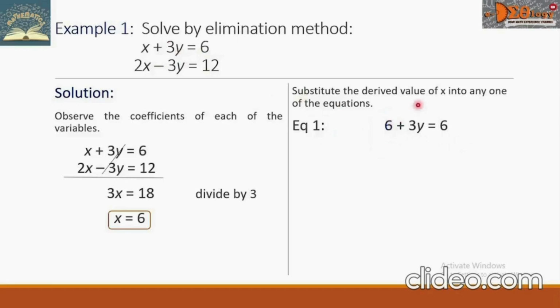This 6 here we transpose to the right. It becomes negative 6. Then the right side becomes 0. We divide the equation by 3 so that y equals 0. This is the value for y. So we are done with our problem. x equals 6, y equals 0.